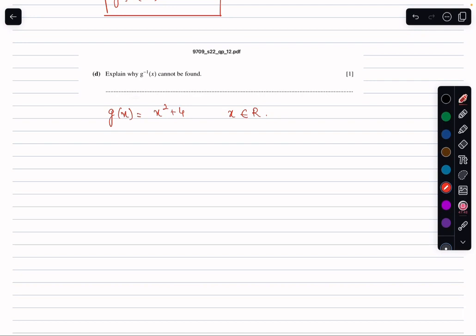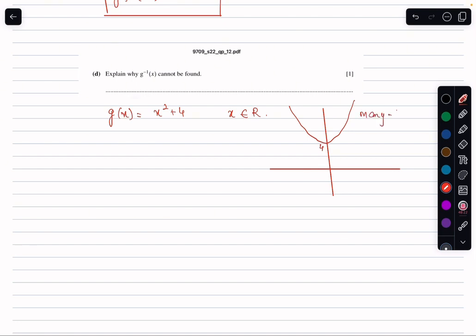Explain why g inverse cannot be found. So we know that g(x) has been given as x squared plus 4, and it says that x belongs to all real numbers. So what I know here is that it's basically the quadratic graph with a minimum turning point, and the y-intercept is 4. That means the y-intercept is actually the turning point here, and this is how my graph is going to be for g(x) equals x squared plus 4. So what I know is that this function is a many to one function.